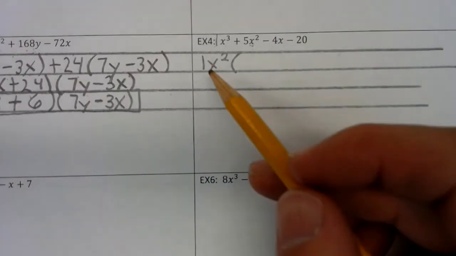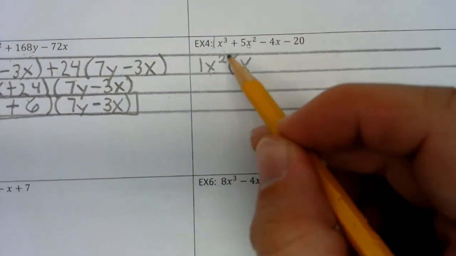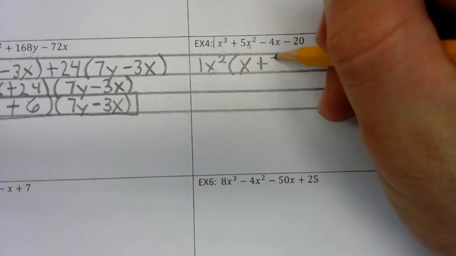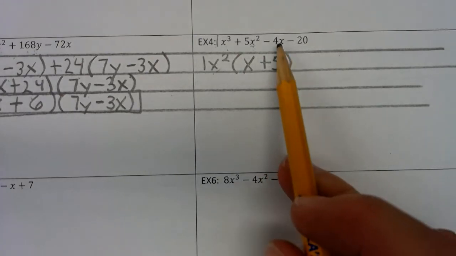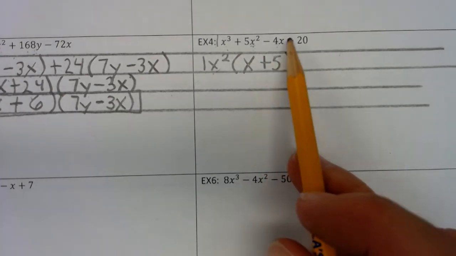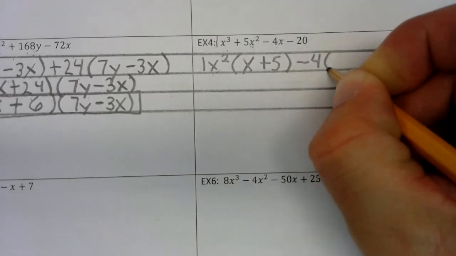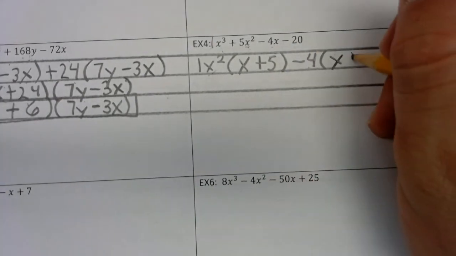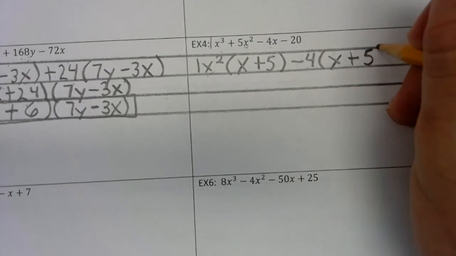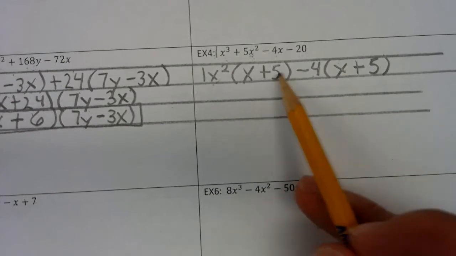And then what do you multiply 1x squared by to give you 1x cubed? Well, the answer to that is x. And what do you multiply 1x squared by to give you 5x squared? Plus 5. Now remember, when you're factoring out the next one, you're trying to get x plus 5. So you're thinking about, well, what can you factor out of it? It looks like negative 4 from both. So we factor out a negative 4. Negative 4 times x is negative 4x, and negative 4 times a positive 5 is negative 20.